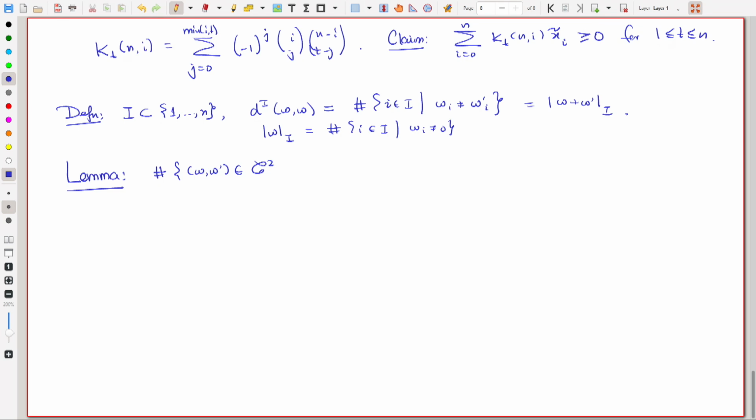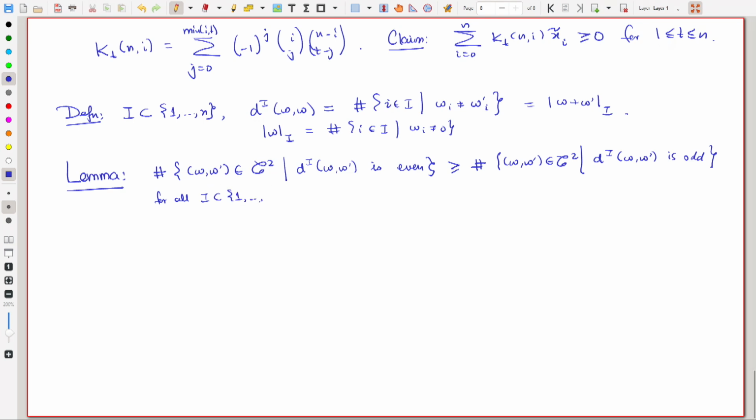So, here is a lemma: the number of pairs w comma w prime belonging to C squared such that the distance relative to I of w comma w prime is even is greater than or equal to the number of pairs w comma w prime belonging to C squared such that the distance is odd, for all I. So, not only is it true for the Hamming distance, it is also true for all relative Hamming distances. So, a slightly more general statement.